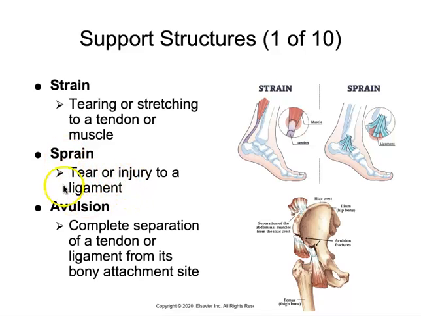So we're going to think of the ligament. It's a tear or injury to the ligament. So we can see an example over here, and we know that ligaments are going to connect bone to bone at joints. And so both of these structures are helping to support joint function and can be injured through trauma like tears, lacerations, ruptures, or what we call an avulsion. And this is a complete separation of a tendon or ligament from its bony attachment.